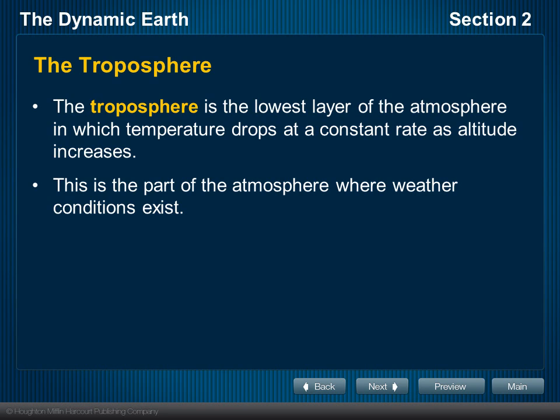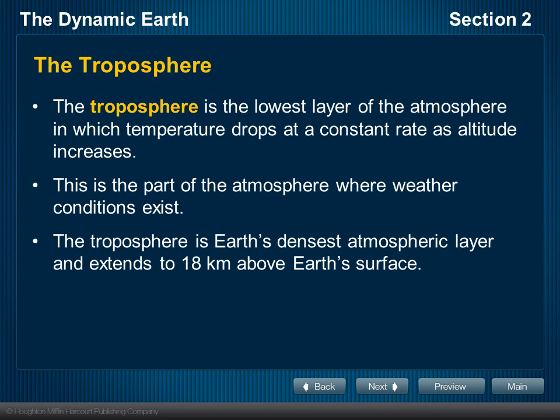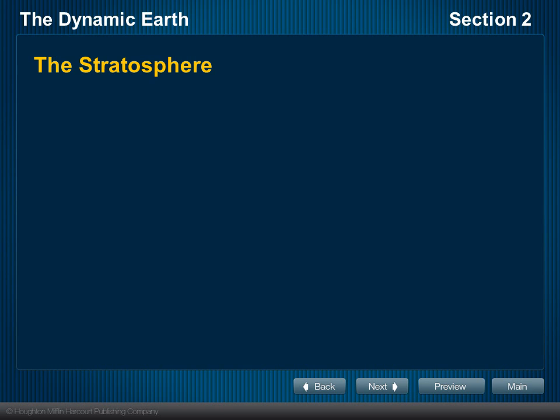The troposphere is where weather conditions exist. The weather that we experience on the surface of the Earth happens within the troposphere. It's the densest atmospheric layer, and that should make sense because I've already explained that the closer you get to the Earth, the more dense the atmosphere is, and the troposphere is the layer that is closest to the Earth. Okay, it extends to 18 kilometers above the Earth's surface.